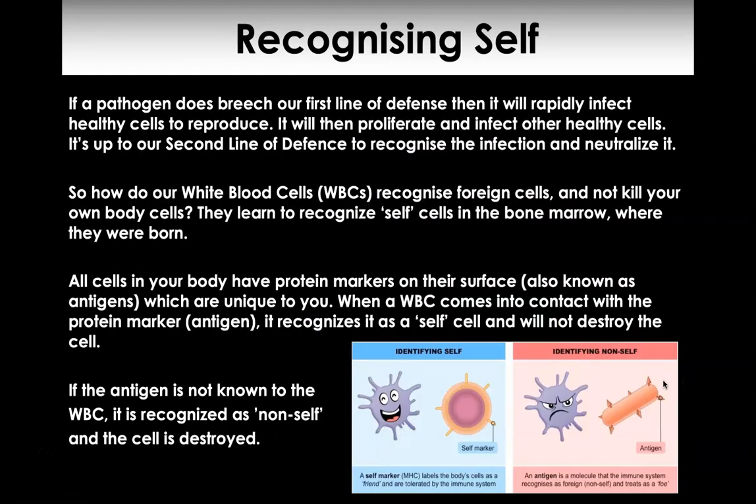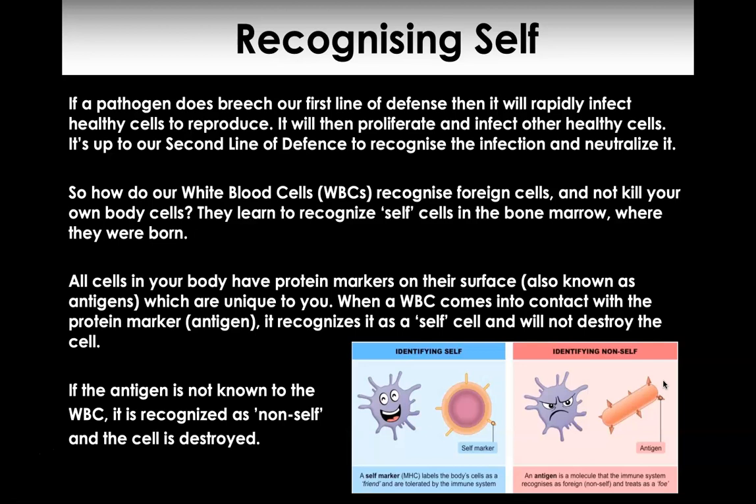Okay, recognizing self. So how does the immune system, or the cells of the immune system, know how to differentiate between a foreign pathogen and a cell that's actually part of you? So how is it able to recognize what we call a self cell? If a pathogen does breach our first line of defense, then it will rapidly infect healthy cells to reproduce. It will proliferate and infect other healthy cells, and so on and so forth. So it's up to our second line of defense to recognize the infection and to neutralize it.